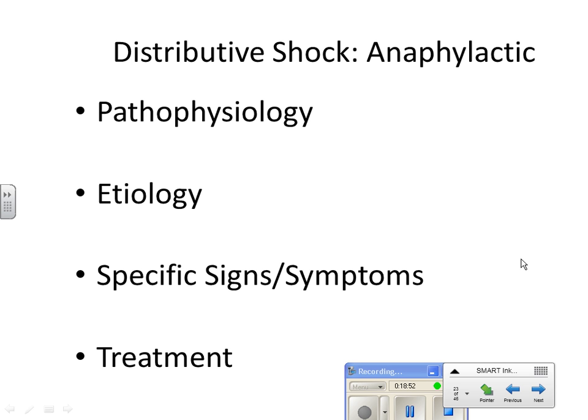So 3 types of distributive shock. We have septic, where the chemicals that are causing capillary leak are the infectious organism. We have neurogenic, where we've lost sympathetic tone with severe bradycardia. And then we have anaphylactic, where the chemical that's causing that capillary leak is that antigen that's causing the severe allergic reaction. The last type of shock is obstructive.